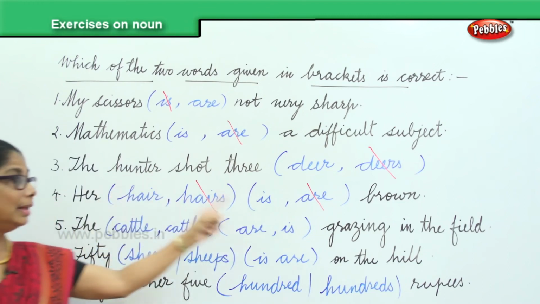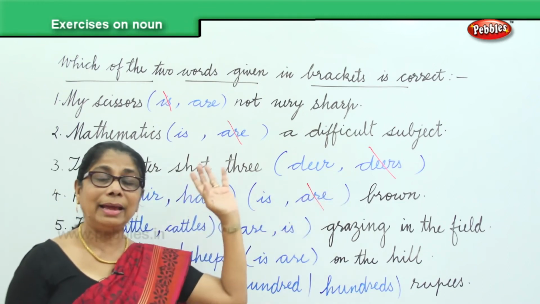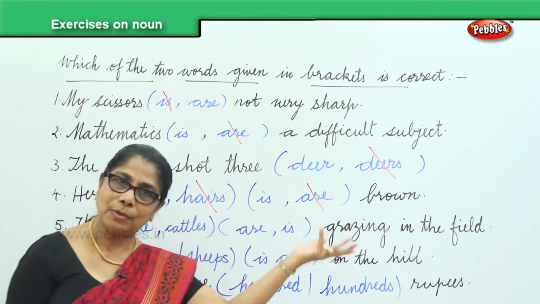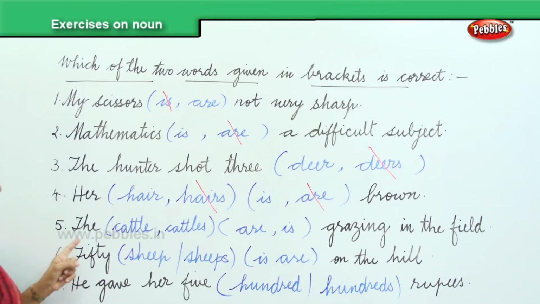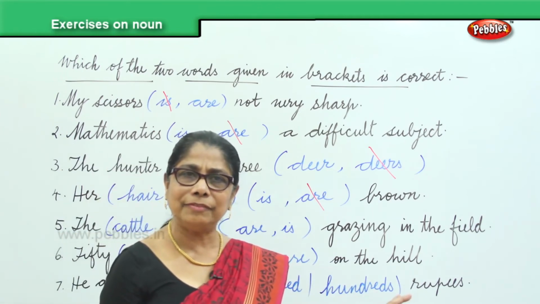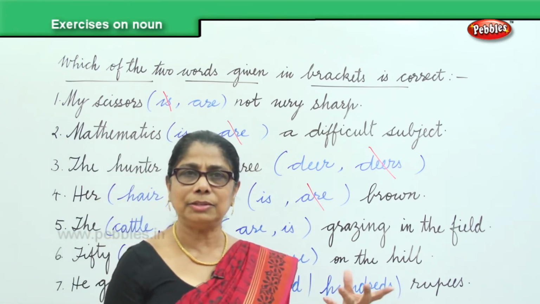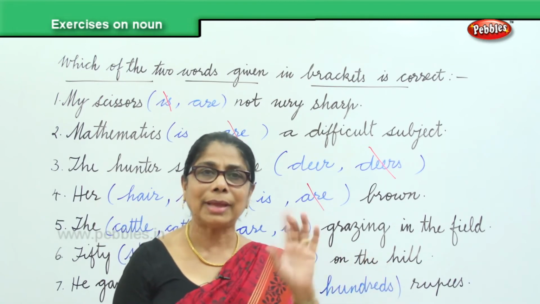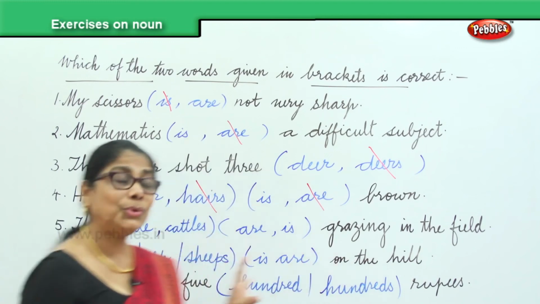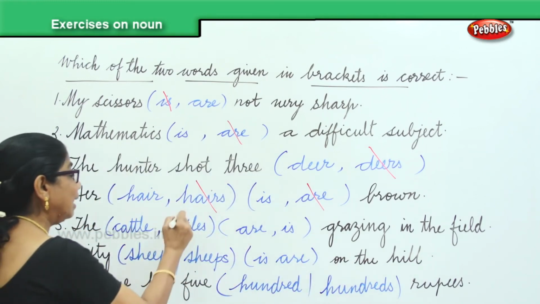Her hair is brown, or her hair is long, or her hair is black, whatever. The next one we have is cattle. Cattle is all the animals in the farm. You cannot say cattles, you say cattle. So cattle is for a number of animals on the farm. So the plural form is cattle and not cattles.